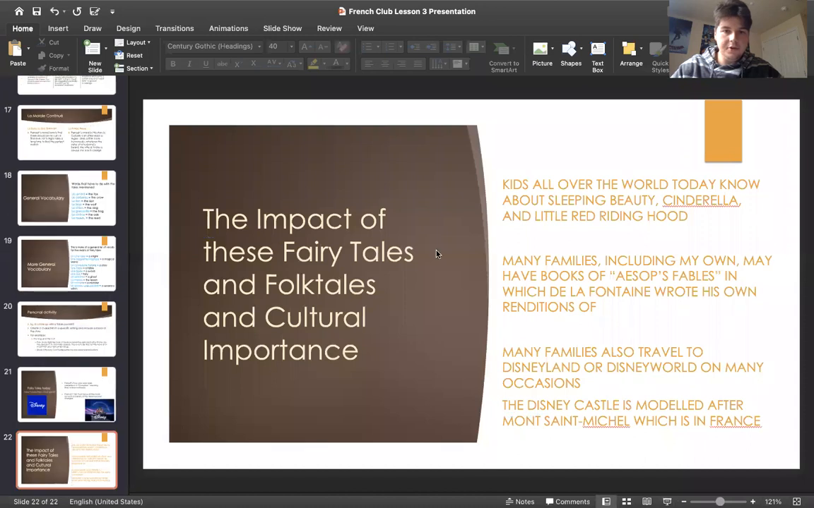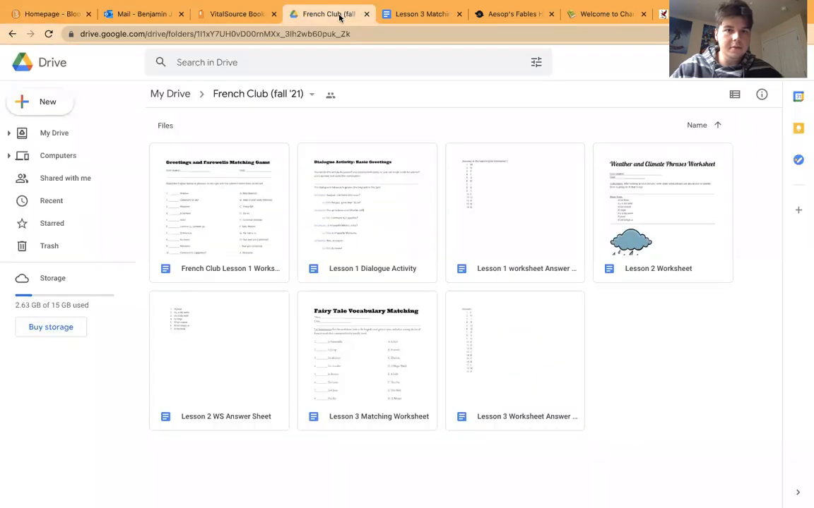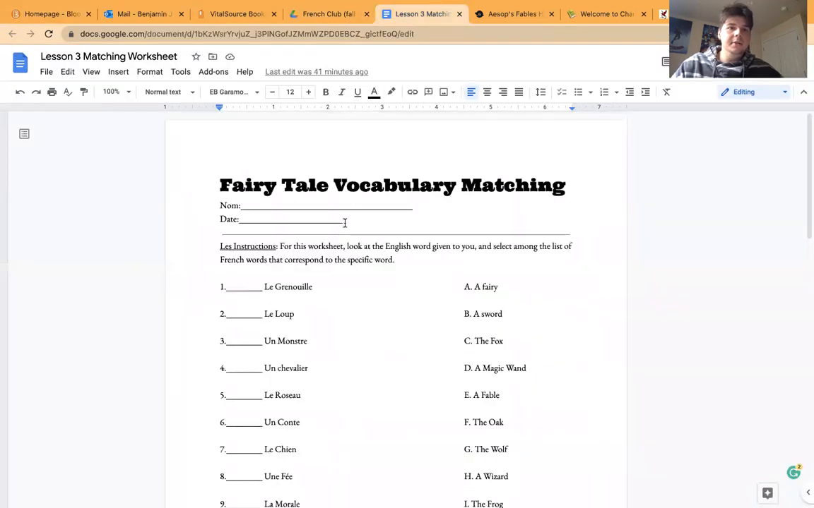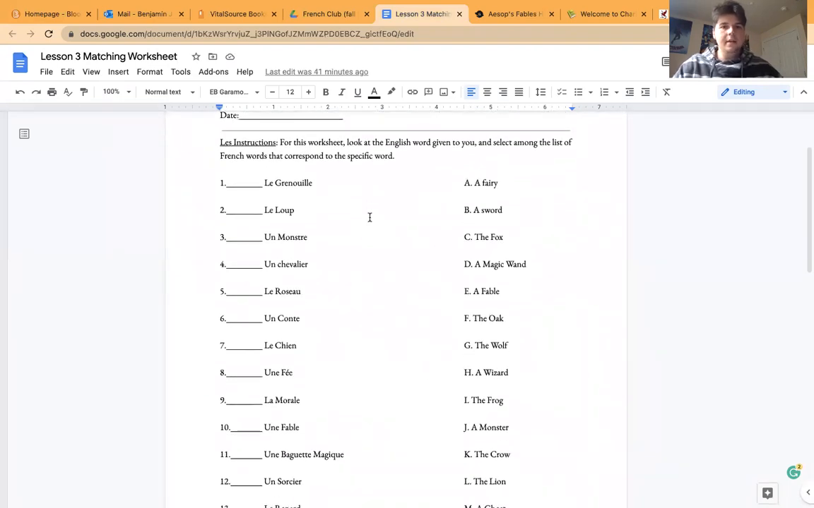Let me see, I'll show you the activities I've put together. Here it is. Excuse me, my student portal. And let me show you. So I put together this little vocabulary matching sheet. We did this for lesson 1. I did it again because it's very simple, very easy. So again, this time, look at the French word and try to match it with the English words on the other side. So I'll help you with the first one yet again.